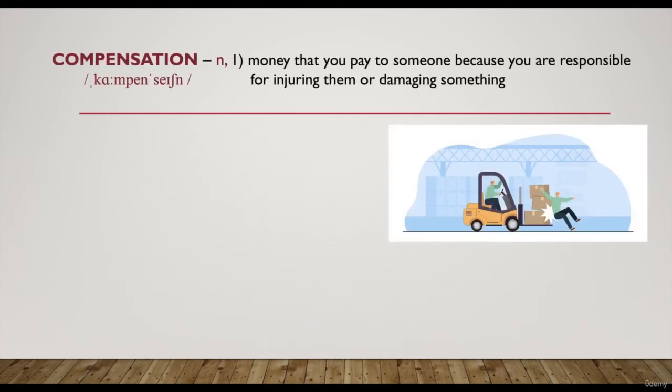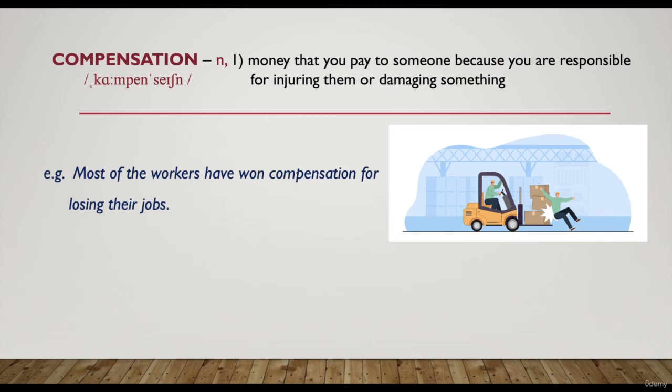The next word is compensation. Compensation has two meanings. The first meaning is money that you pay to someone because you're responsible for injuring them or damaging something. For example, most of the workers have won compensation for losing their jobs. So if you lose a job with a company, the company pays you compensation because you lost your job.